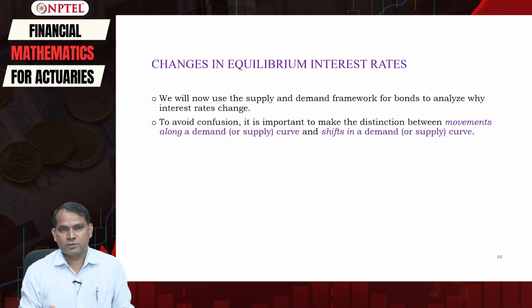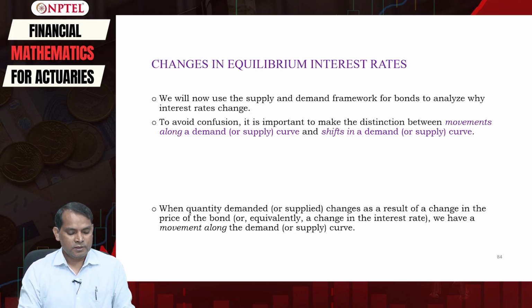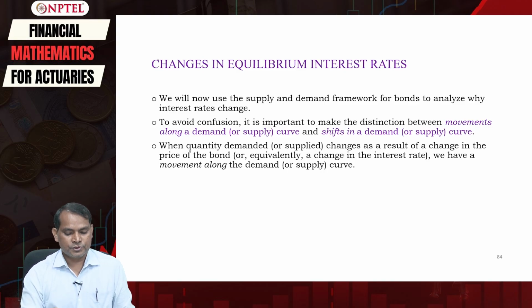Just to avoid confusion, we will bring back the principles of economics here. It is important to make a distinction between what we mean by movement along a demand curve or supply curve, and a shift in a demand or supply curve. When does movement along a demand curve happen, and when does a shift of the curve happen? Remember that when the quantity demanded changes as a result of a change in the price of the bond, we have a movement along the demand curve.